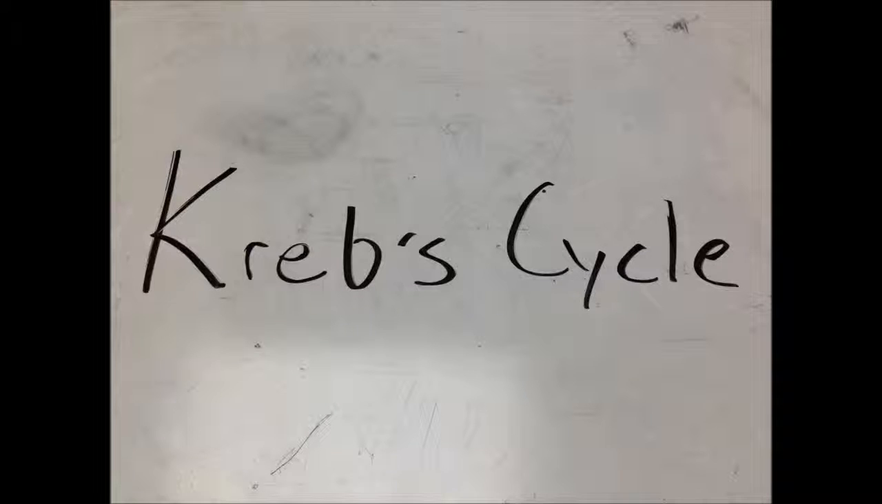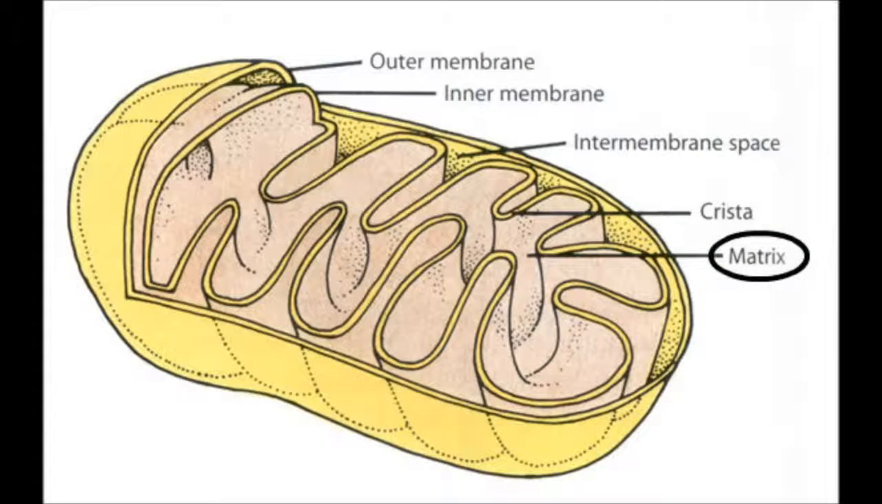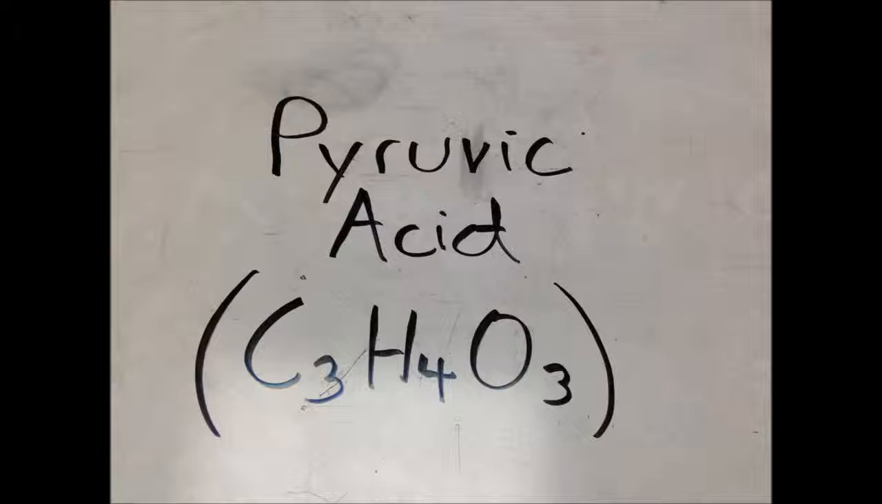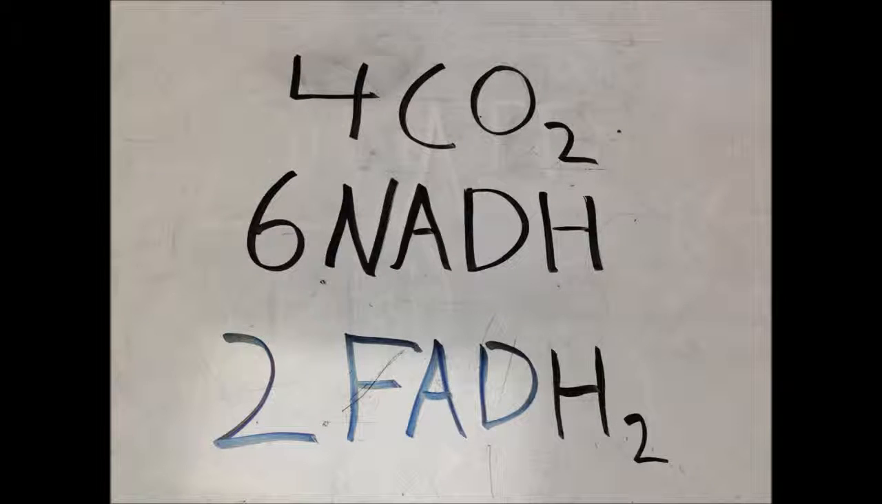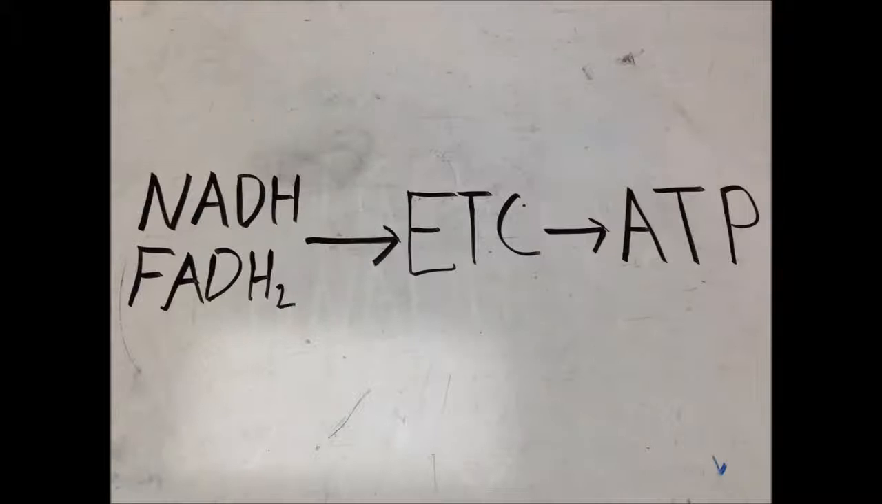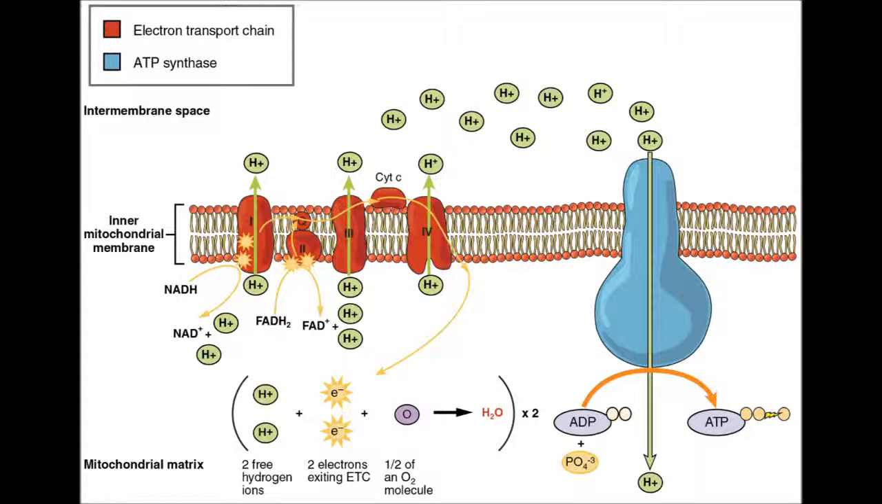The step after glycolysis is the Krebs cycle. This process takes place in the matrix, or the innermost part of the mitochondria. The compound that starts the Krebs cycle is pyruvic acid, which is produced directly from glycolysis. Krebs cycle occurs twice, so one molecule of ATP is produced each time. Other major products of the cycle are 4 molecules of CO2, 6 molecules of NADH, and 2 molecules of FADH2. The NADH and FADH2 molecules drive the next step of aerobic respiration, the electron transport chain.